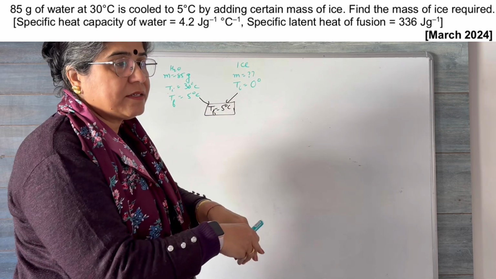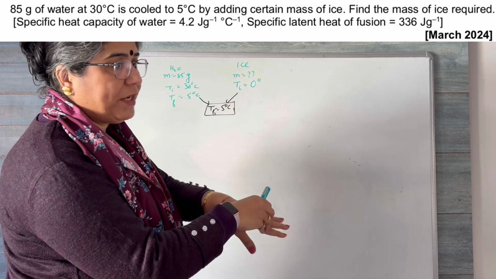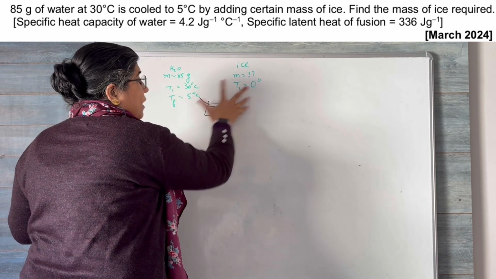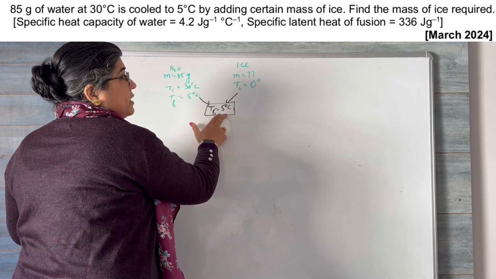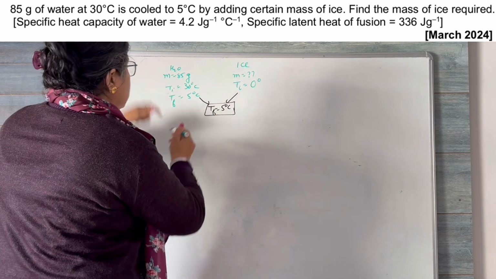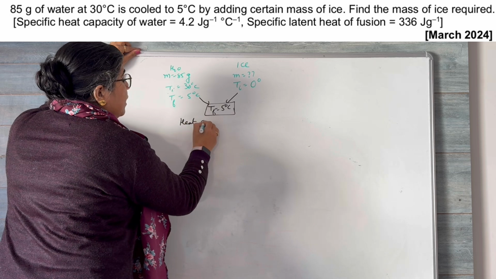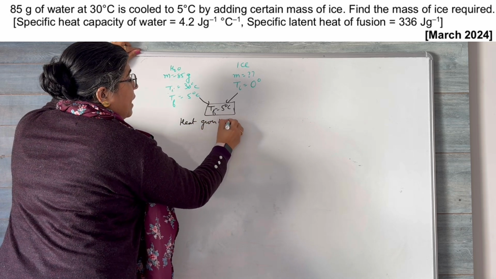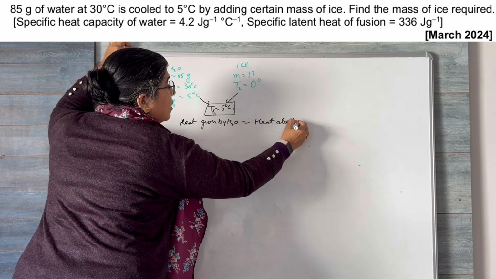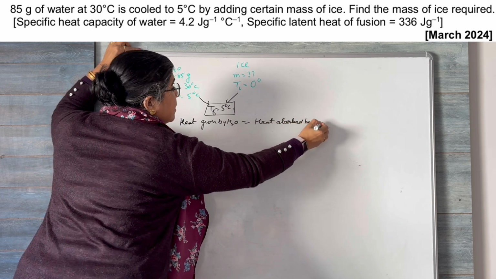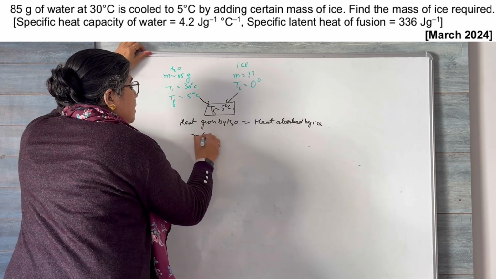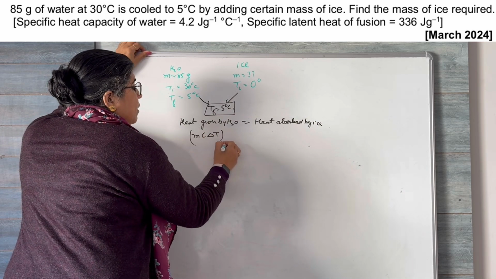It's mixed with ice. So when we have mixture questions, you should know that when one hot thing is mixed with one cold thing, the final temperature has to be the same. 30 will come to 5, 0 will also come to 5. So, heat given by water is equal to heat absorbed by ice. Now what has water done? 30 to 5, just temperature change. mcΔT for water.